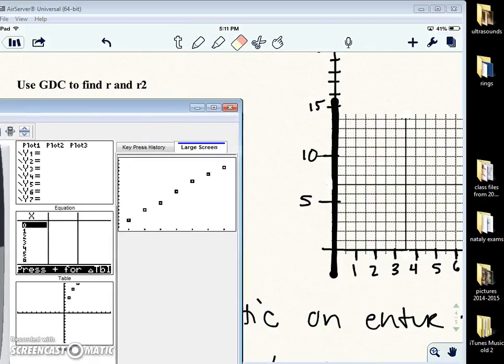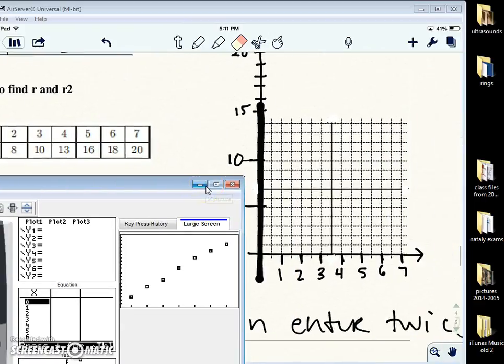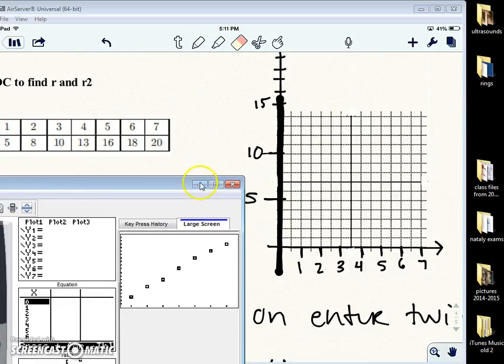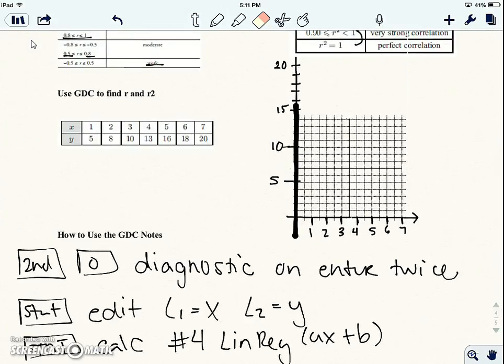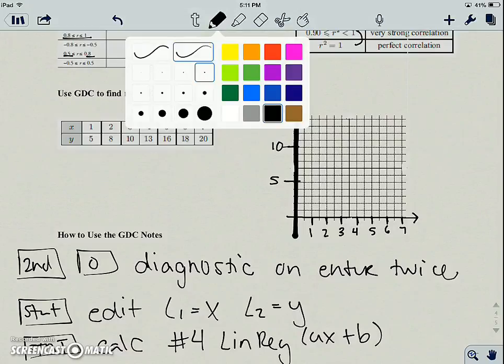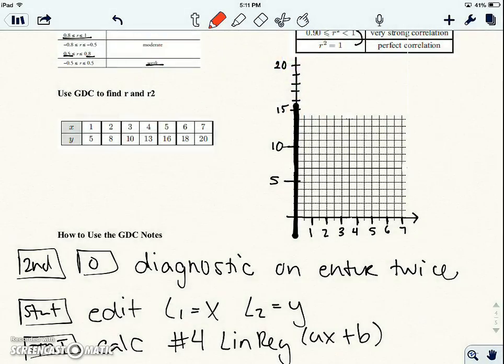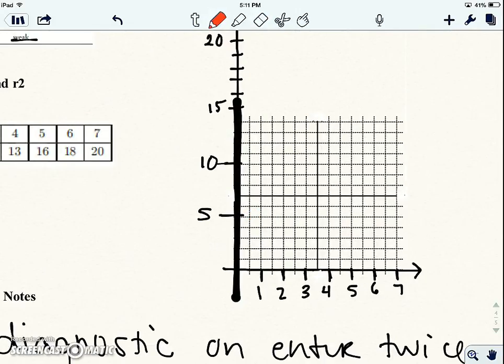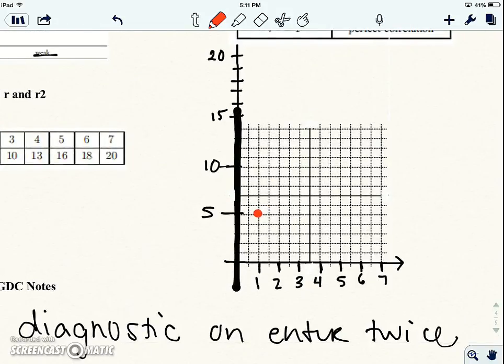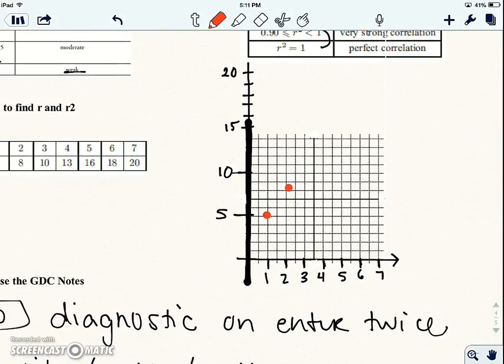If you've noticed, I've changed the grid, because it didn't match our data. For 1, we have a dot at 5. 2, we have a dot at 8. 3, we have a dot at 10. And I wish I was being a little more accurate with these dots because I want to make it very obvious they're not in a perfectly straight line.